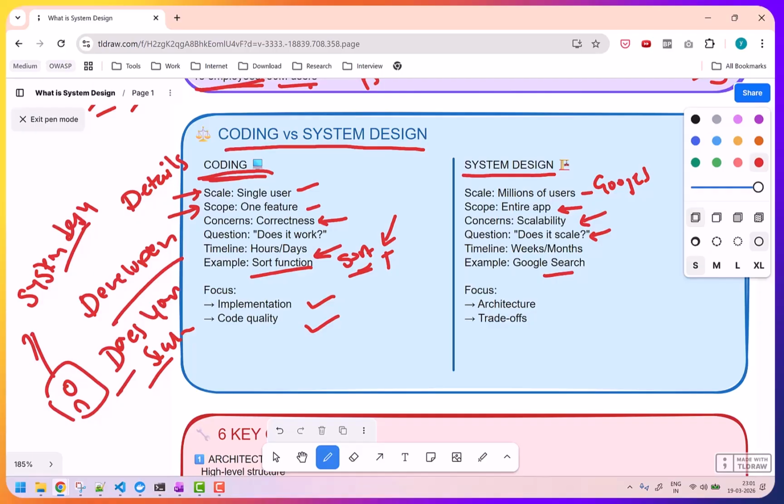Then in system design, the timeline can be weeks and months because you need to think of a lot. You need to think of all the pros and cons, trade-offs, and evaluate the approach. The focus is architecture and trade-offs. Now, what do I mean by trade-offs? Whatever application you build, whatever decision you take in the application, sometimes you get one benefit, but you might compromise on the second benefit. That is called a trade-off.